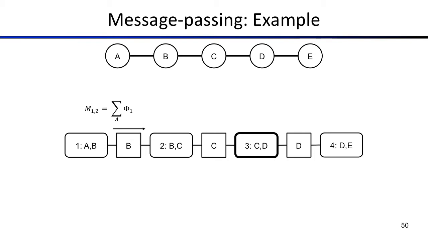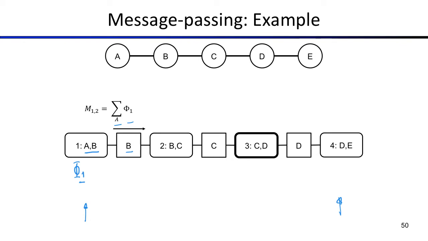A good way to start is to look at these peripheral nodes, like node 1 or node 4, because they don't need to wait for anyone to send them a message. So we're going to start with cluster 1, sending a message to cluster 2. What is the message? Remember that here we had a factor big phi 1 over variables a and b, but the separator is just b. It means that we can eliminate the variable a, so we eliminate a over this factor big phi 1, and I get the message to cluster 2.